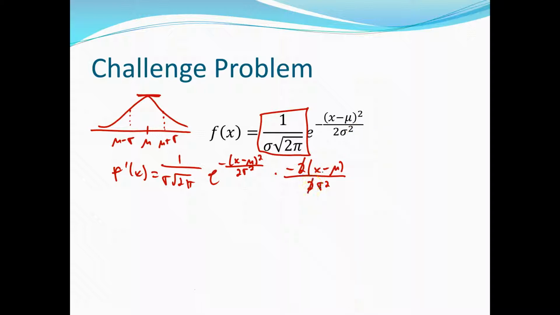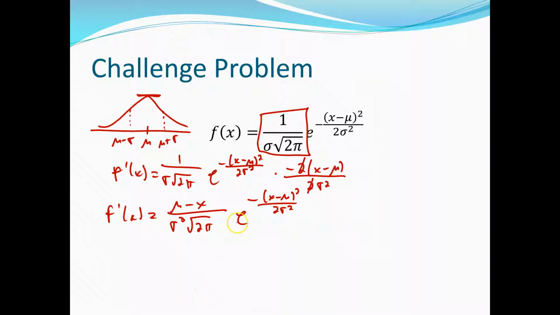The 2's cancel, and I end up with f prime of x equal to, going to bring the sigma squared out to the front here, so I have, and the x minus mu as well, why not? So we have negative x minus mu, so I'm going to write that as mu minus x, because it's negative x minus mu, divided by sigma cubed root 2 pi, e to the negative x minus mu squared, divided by 2 sigma squared. This is a little bit of a hint for one of your AP problems.